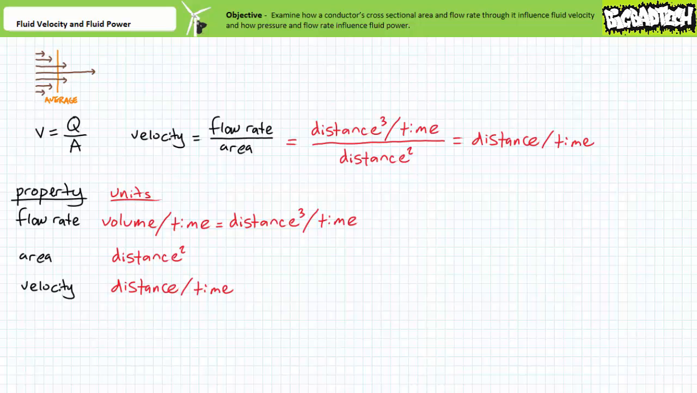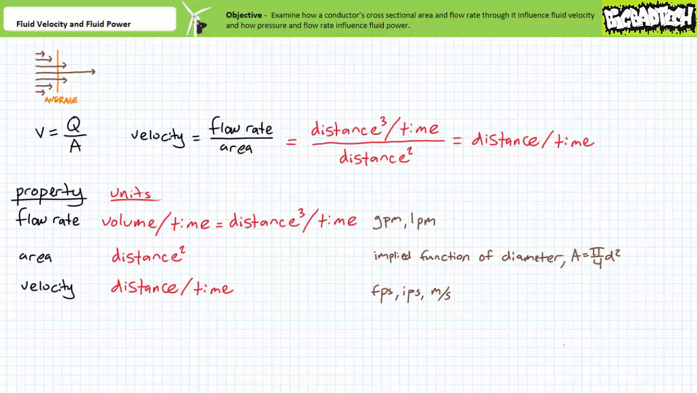Thus far, our relationship seems to be in perfect working order. The problem is that very rarely are compatible units employed for these different quantities. Flow rate is often expressed in units of gallons per minute or liters per minute, and conduit cross-sectional area is often an implied product of a conduit's diameter. Further complicating this dilemma is the fact that fluid velocity may be expressed in units of feet per second, inches per second, meters per second, or some other equally unwieldy choice.